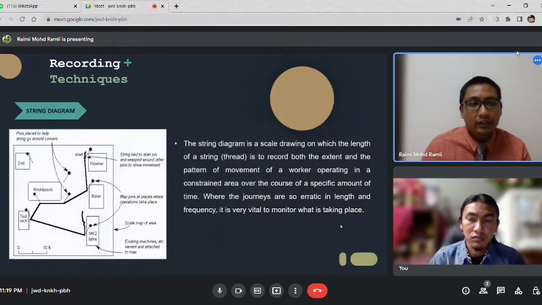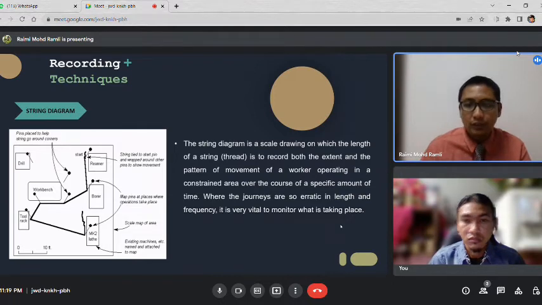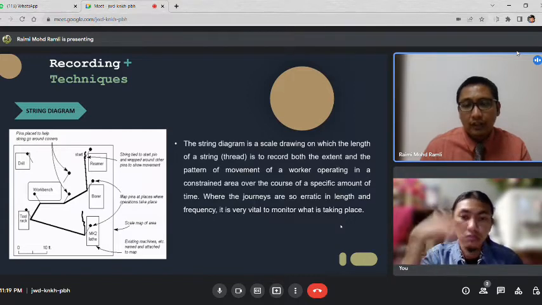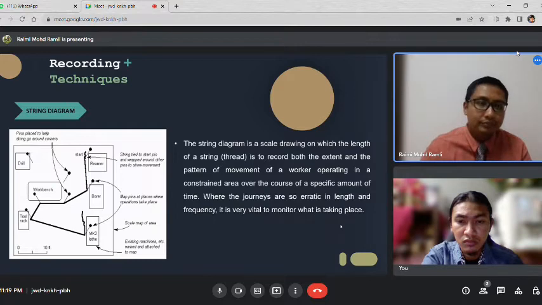The third technique is the string diagram. The string diagram is a scale drawing on which the length of a string thread is used to record both the extent and the pattern of movement of a worker operating in a constrained area over the course of a specific amount of time, where the journeys are so erratic in length and frequency. It is very vital to monitor what is taking place.